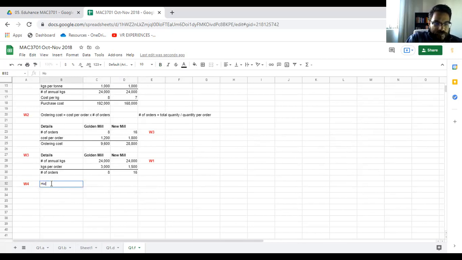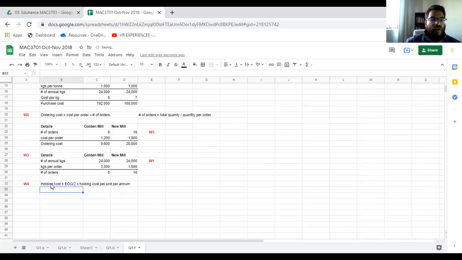Holding costs equals EOQ divided by 2 multiplied by holding costs per unit per annum.